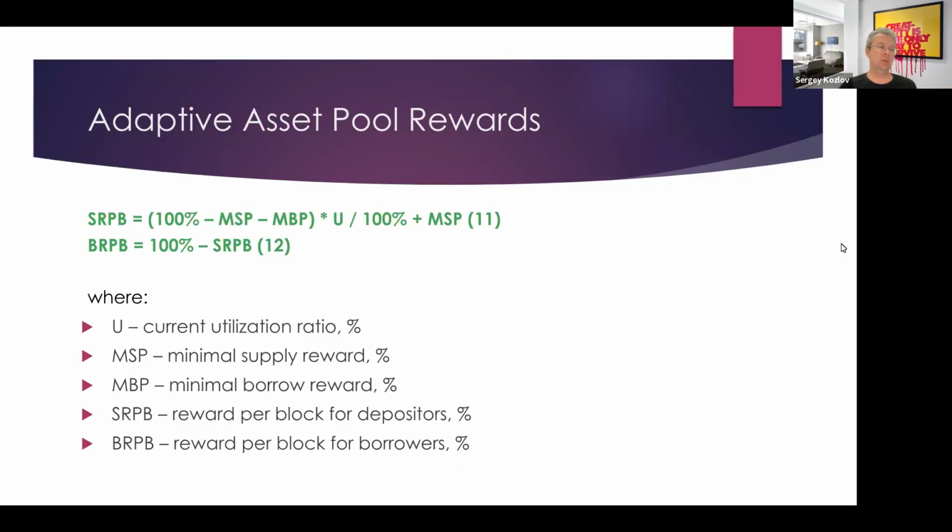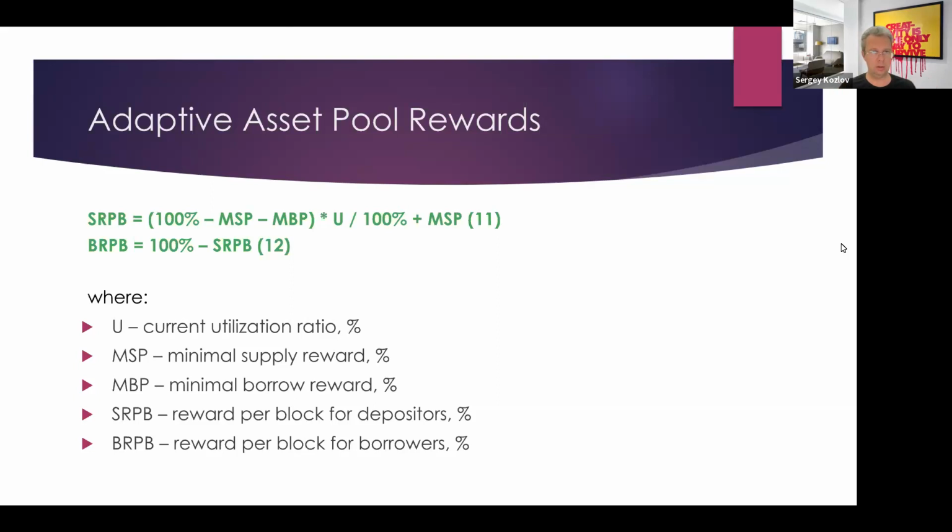But usually that's the fixed reward per block, meaning that the supply reward is not connected to the borrowing reward. In our DeFiner protocol, we actually connected it. And what we did, we stimulate the part of the equation which is not developed enough. We have a low utilization ratio.